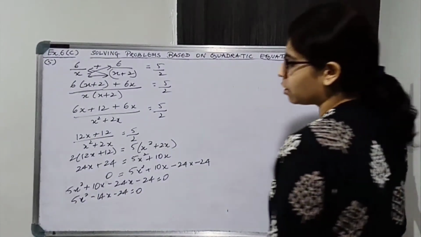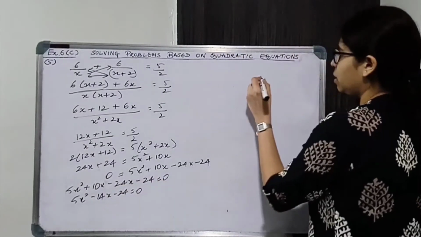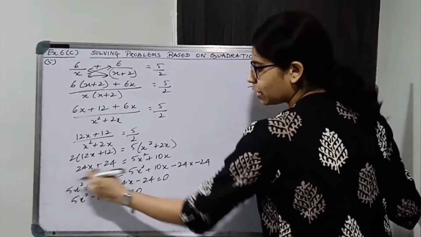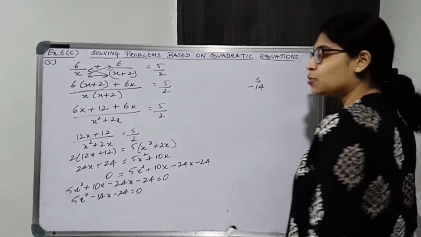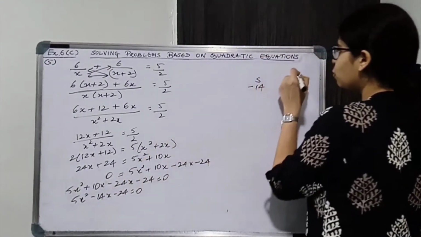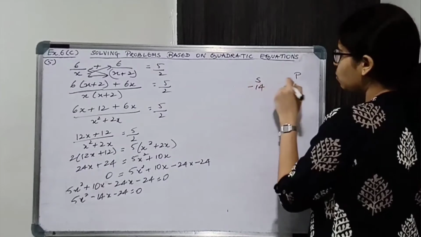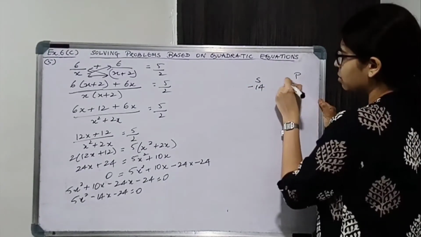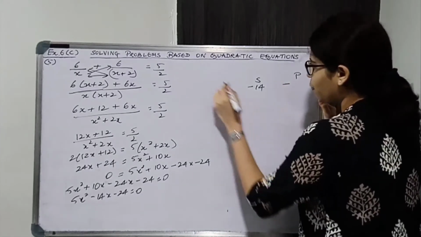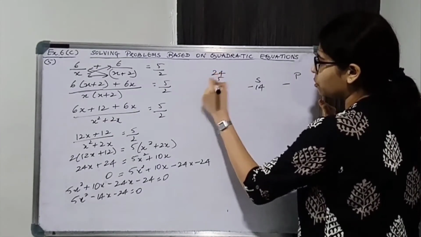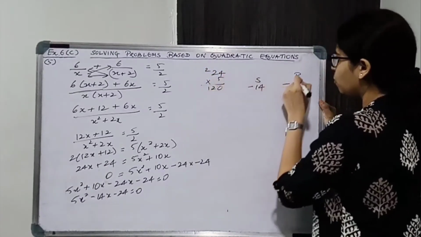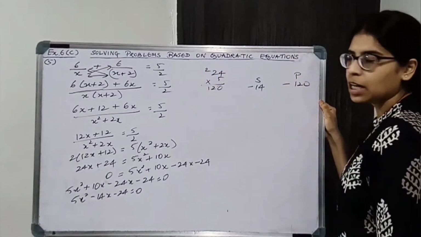Now sum and product. Sum is minus 14. Product क्या होगा? minus 24 नहीं होगा. 5 into minus 24, right? A into C. So 5 into minus 24. Don't forget this part. Otherwise you will not get correct answer. So 5 into minus 24 is the answer. So 5 4s are 20, 5 2s are 10, 120. Okay, minus 120.